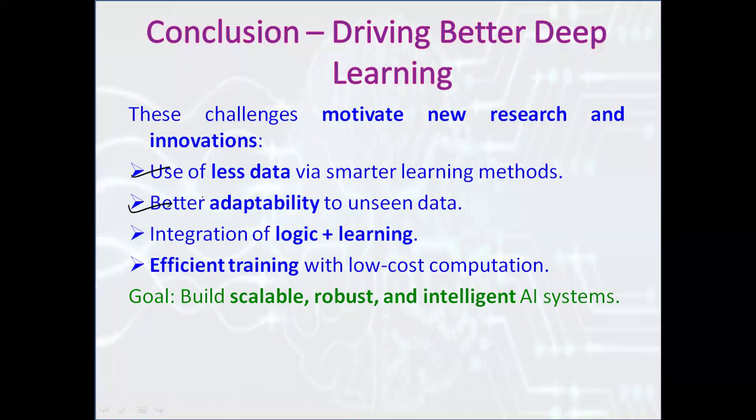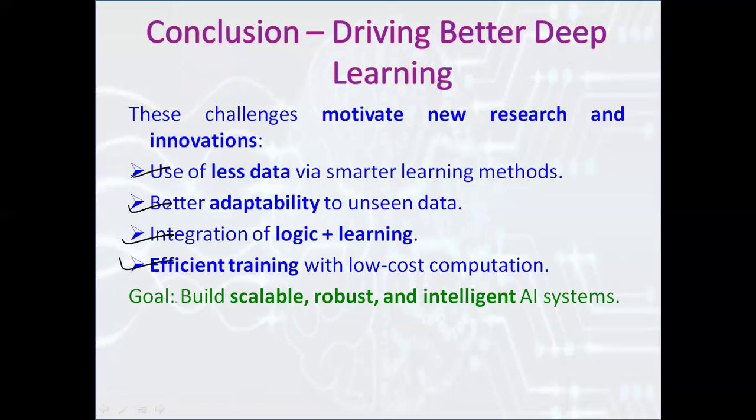Better adaptability to unseen data. Robust and adaptive models can maintain accuracy even when tested on data outside the training distribution. Integration of logic plus learning, that means neurosymbolic approaches allow deep learning systems to reason logically while still learning from data. Next, efficient training with low cost computation. Research into lightweight architectures and training optimizations makes it feasible to deploy AI even on edge devices.